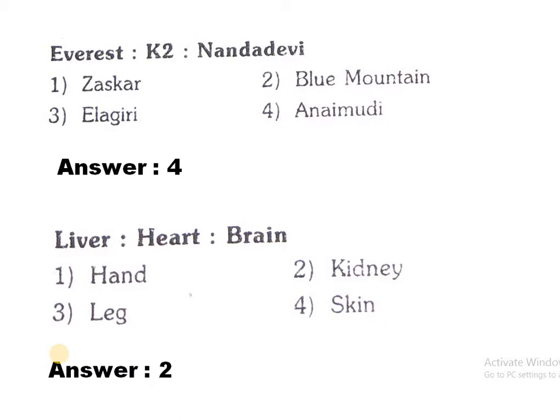So next question: liver, heart, brain. So which one is similar to this? Hand is an external part. Kidney is an internal part. Leg is external. Skin is also external. So liver, heart, brain are the internal parts of the body. The options given here, hand, leg, skin, are the external parts of the body. So the correct answer is kidney. Thus, in such a manner you have to think about the correct answer. Kidney is an internal part, and liver, heart, brain are also internal parts of the body. So the correct answer is kidney.